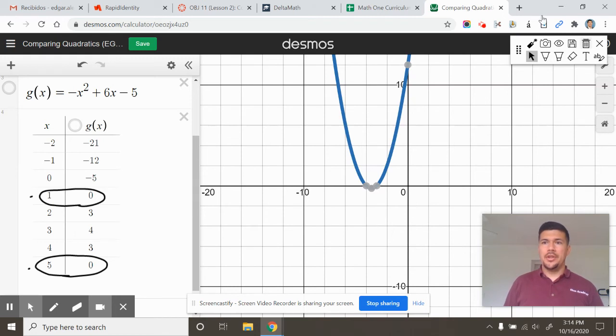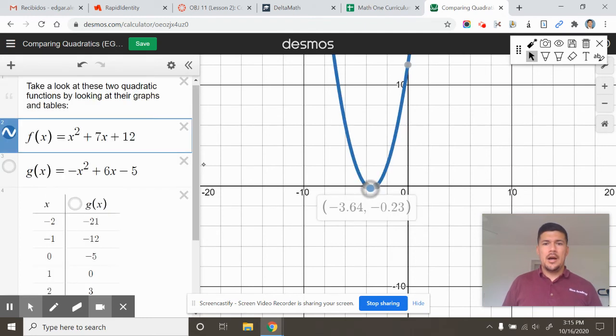A third item that we could study is the vertex. For example, I could ask which vertex has a higher output? Which vertex is greater? And when I say which vertex is greater, I'm really referring to the y value. So which vertex has a higher y value? Well, the vertex for f of x has a y value of negative 0.25.